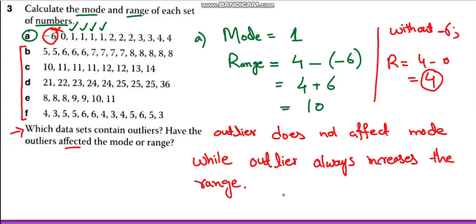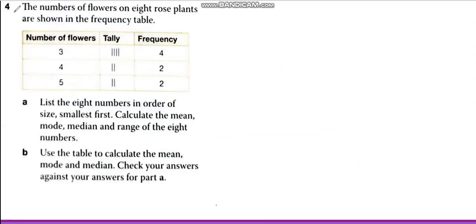Now let's proceed to the next question. In question number 4, it says the number of flowers on 8 rose plants is shown in a frequency table. If we read the table, we can see that the number of flowers is given, and frequency means the frequency of plants is also given.